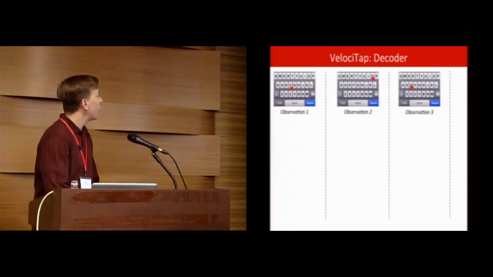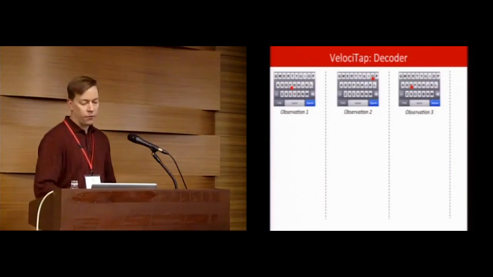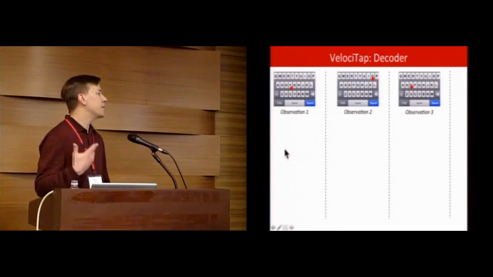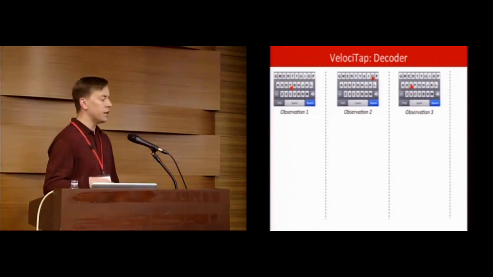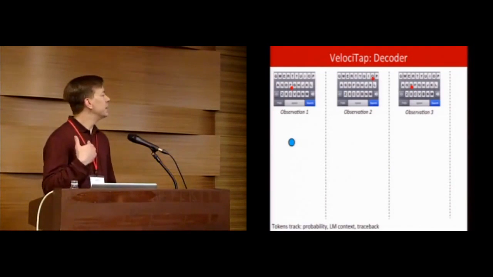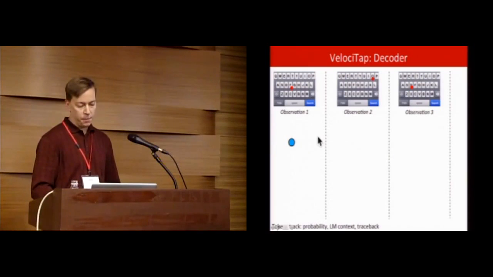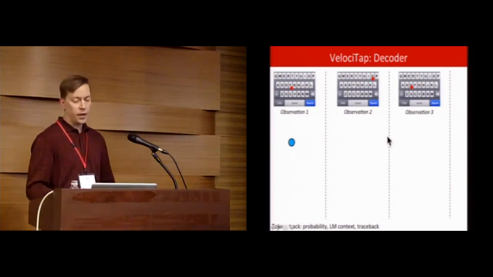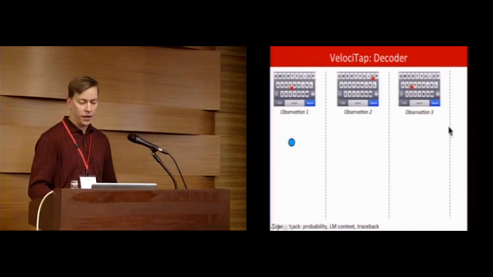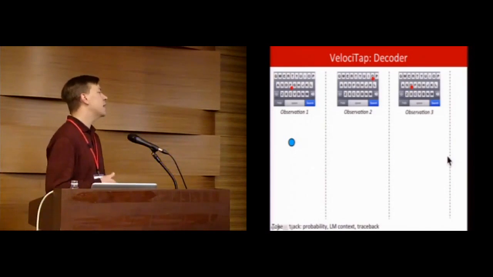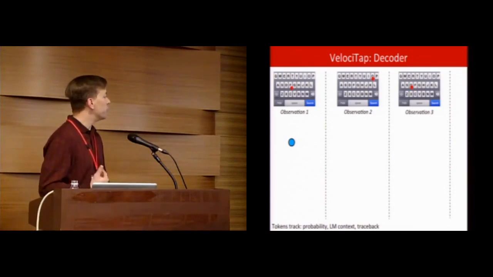Okay, so the decoding process. Here's an example. We have 3 different taps. Here's the example from before, the FOD. Okay, and I'm going to explain how the decoding process works using the idea of a token. In the beginning of the search, we're going to have a single token. It's at observation 1. Its job in life is to trundle along through the different observations and cross the finish line. Okay, the token would like to cross the finish line with the highest possible probability.